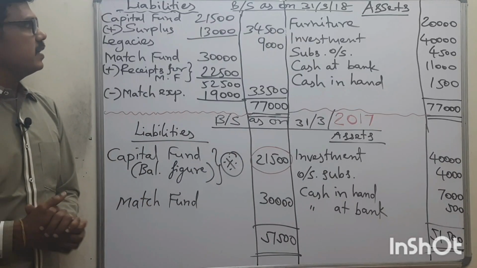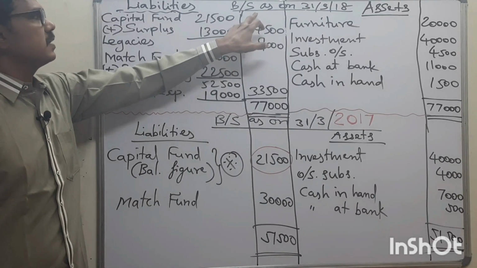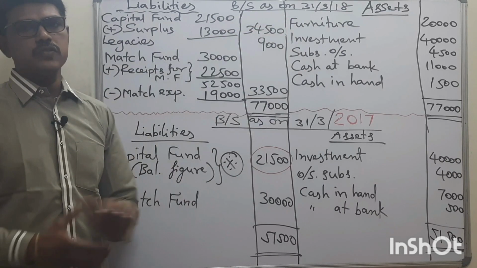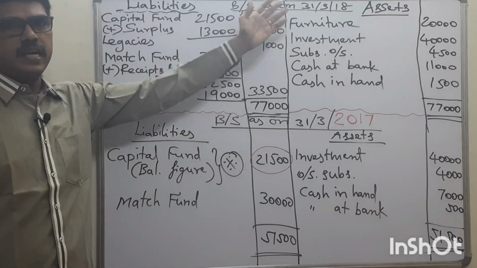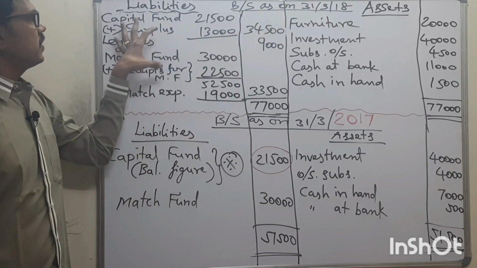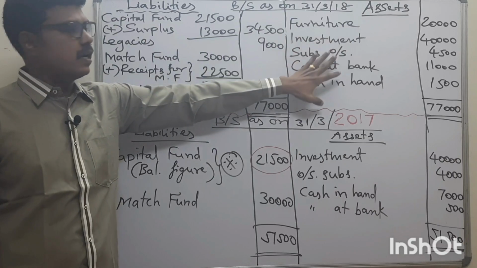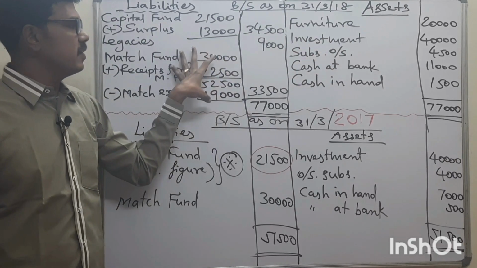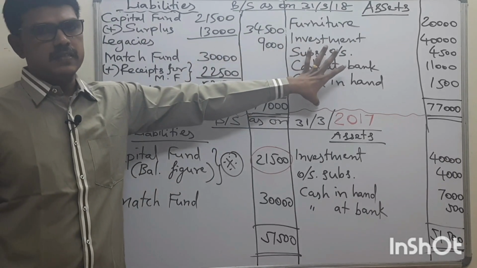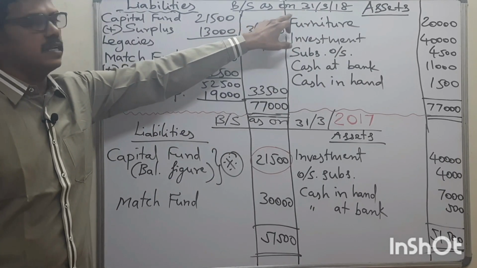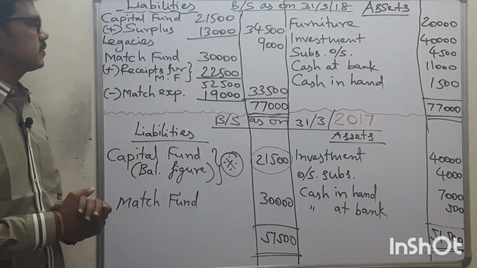Now let us see how to prepare the balance sheet for the current year. Balance sheet as on 31st March 2018. 17-18 is the current year. In the left hand side we are going to record all the liabilities, and in the right hand side all the assets. This is the liability side, and this is the asset side, because this is a statement. That is why we always write balance sheet as on 31st March.